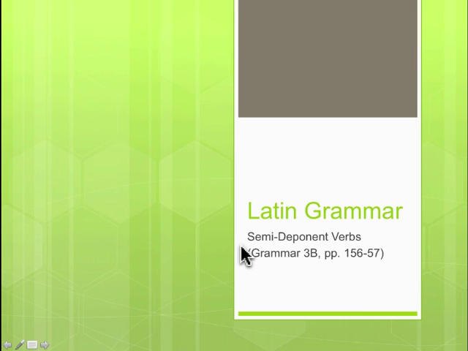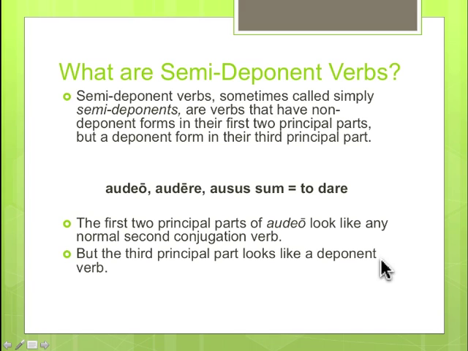In this video, we are going to discuss Latin semi-deponent verbs. These are treated in the Grammar for 3B on pages 156 to 57 in your textbook. What are semi-deponent verbs? Semi-deponent verbs, sometimes called simply semi-deponents, are verbs that have two non-deponent forms in their first two principal parts, but a deponent form in their third principal part.